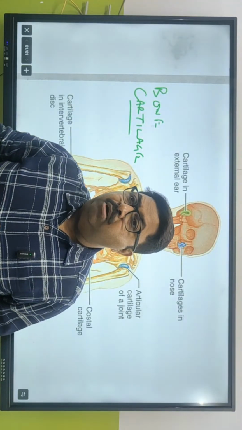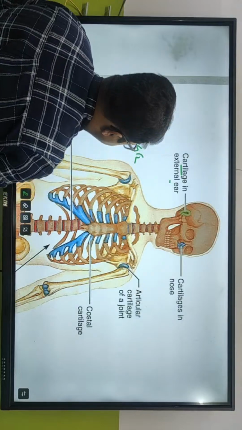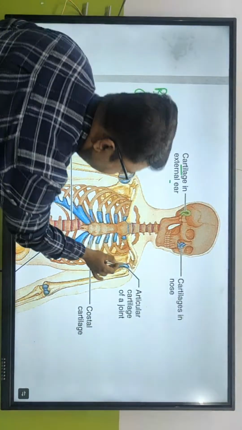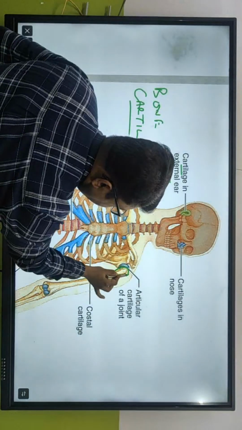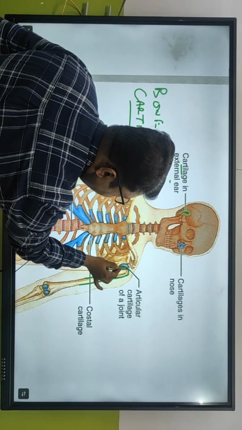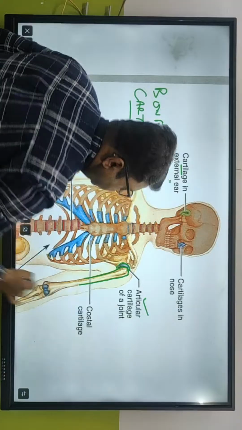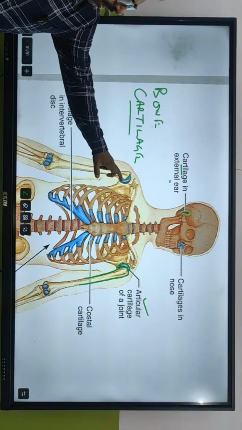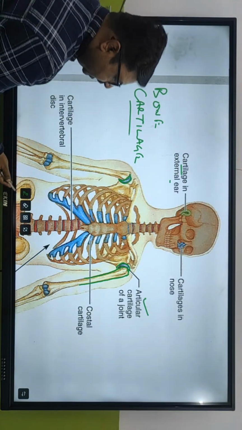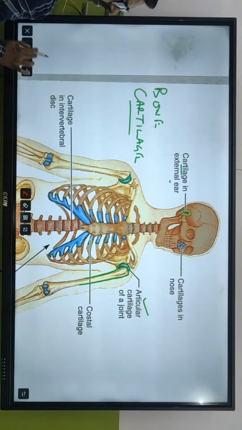So bones, think about it. Without bones, the body would have been just like a here. This is the cartilage in nose. What is being shown over here? See, this is humerus. This bone is humerus, and at the tip of humerus you can see an articular cartilage of a joint. Over here also you can see another one. So let me give it in red.